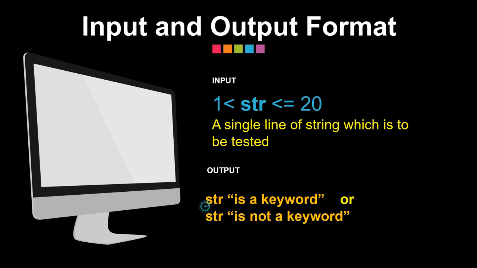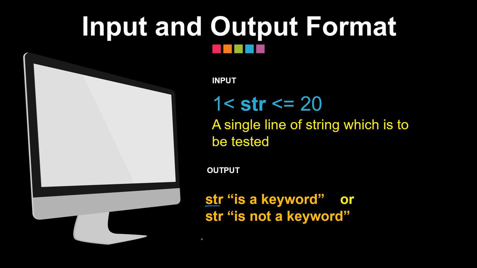For the output, on the screen you should print str. So str is nothing but the content of the string. If the content of the string is abc, you should print abc, and then the rest of the message. So you should print "abc is a keyword" if it is a keyword. Otherwise you should print "abc is not a keyword".